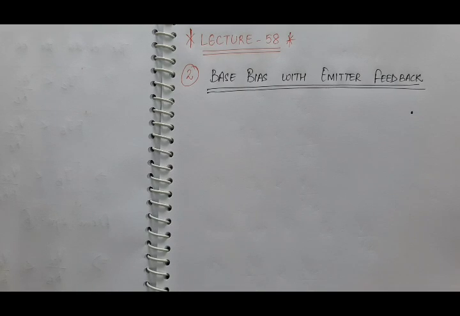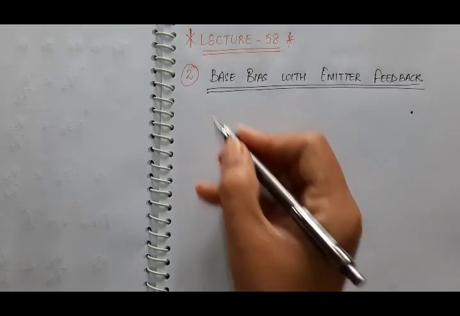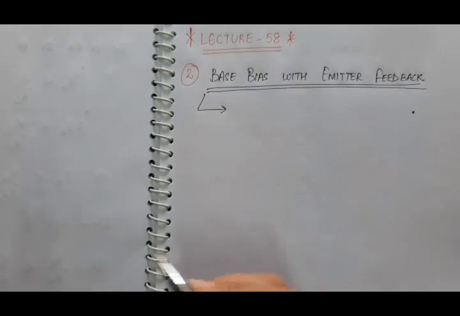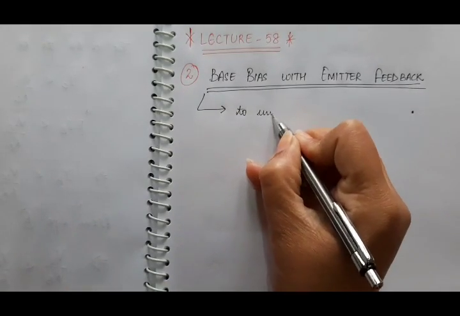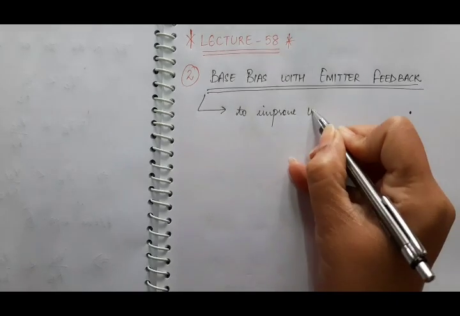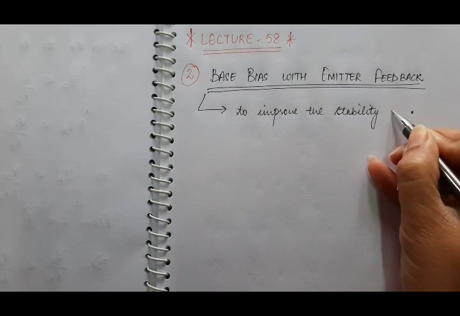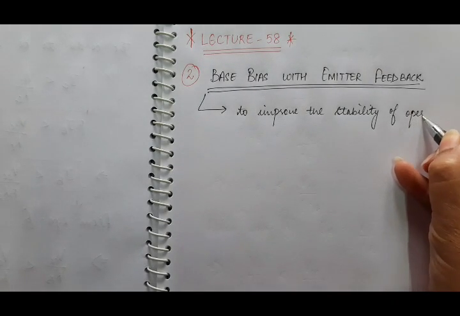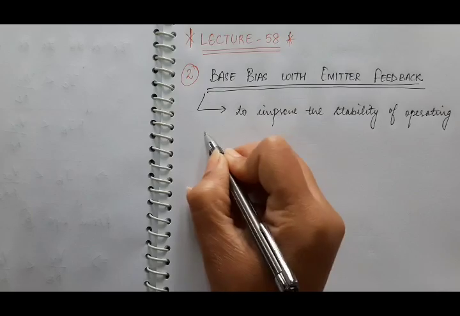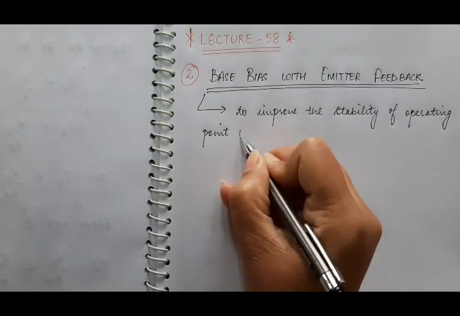So next comes our second method of biasing, that is base bias with emitter feedback. And why are we moving from fixed biasing to this second method, base biasing with emitter feedback? To improve the stability of the operating point, or Q point.